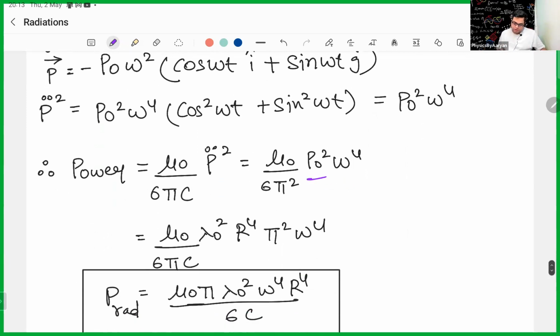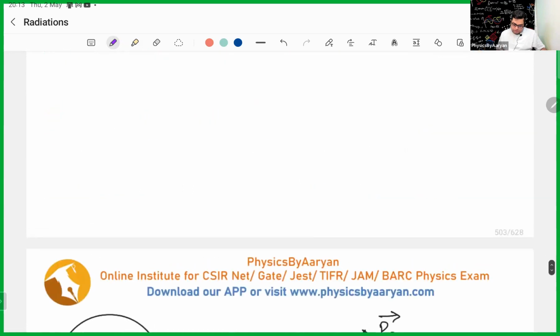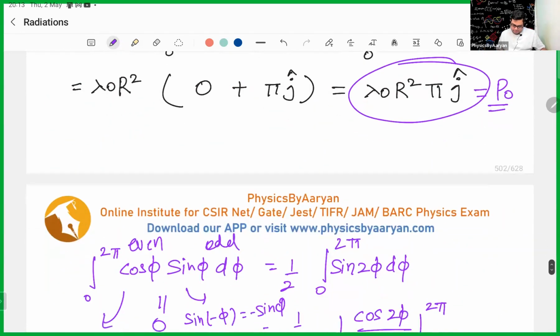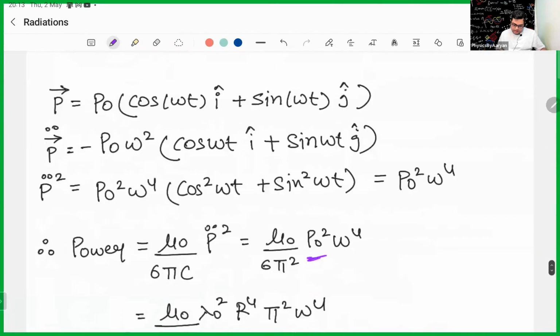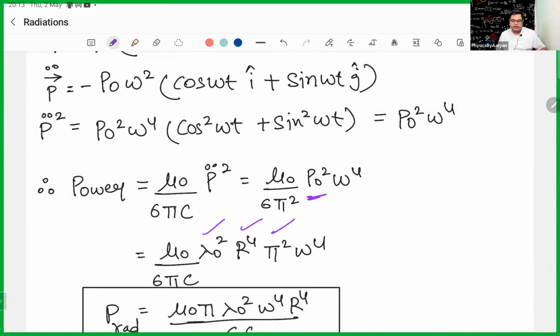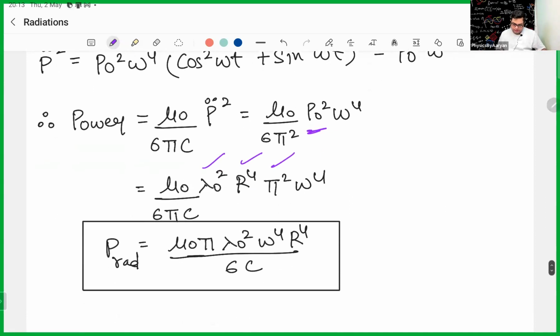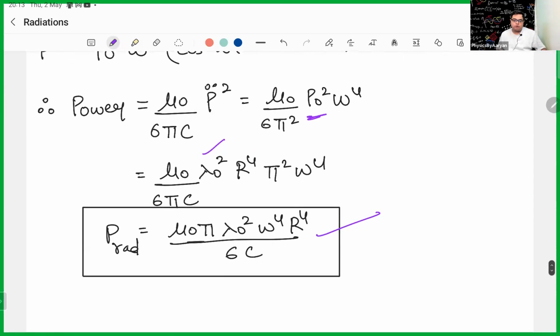And then I bring in the value of P naught. And this P naught is what? Lambda naught r square pi. So lambda naught r square pi. If I do that square, I get lambda naught square r 4 pi square. And then very simply, I can cancel pi with one pi. I get mu naught pi lambda naught square omega 4 r 4 by 6c. This is the total power radiated by this problem.